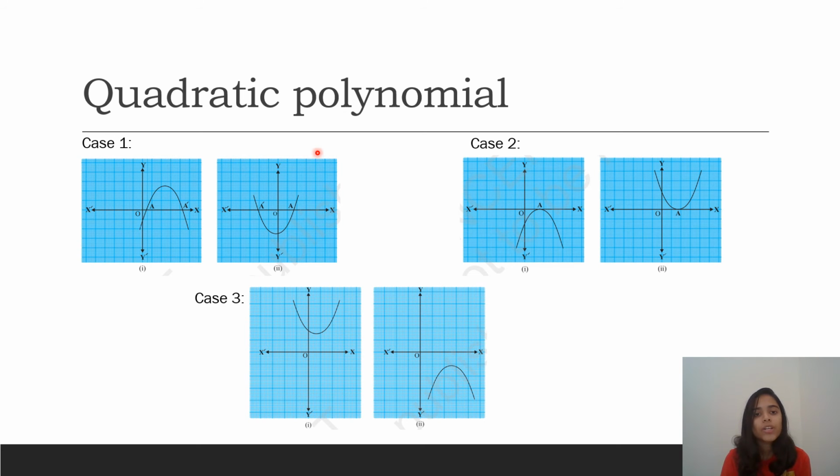Coming to different cases in a quadratic polynomial, what we can observe is that the parabola can cut the x-axis at 2 points, or 1 point, or not at all. So this graph, case 1, implies that there are 2 zeros. Case 2 implies there is only 1 zero, and case 3 implies it has no zeros because it doesn't cut the x-axis at all. So at most there can be 2 zeros of a quadratic polynomial.